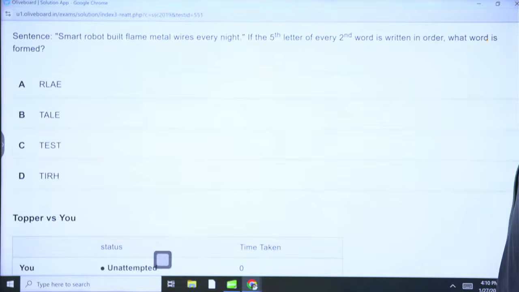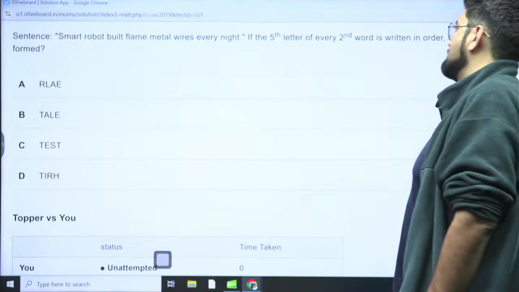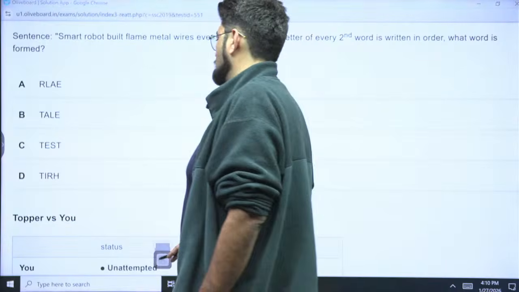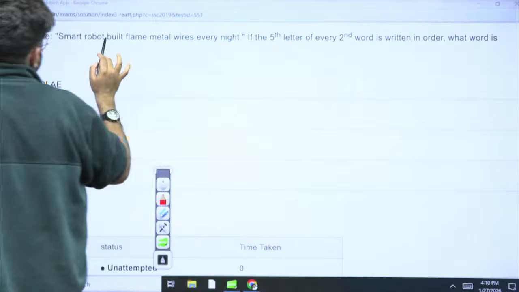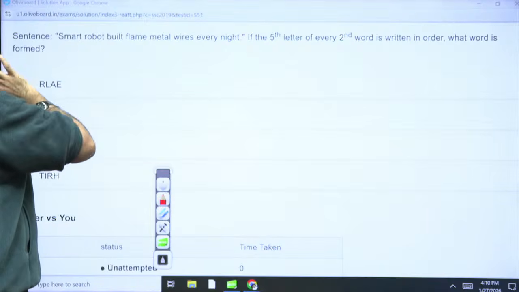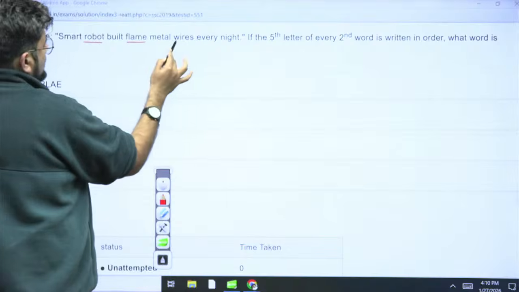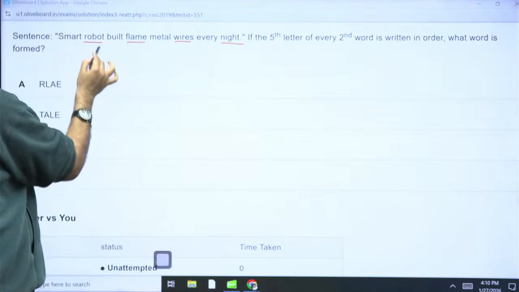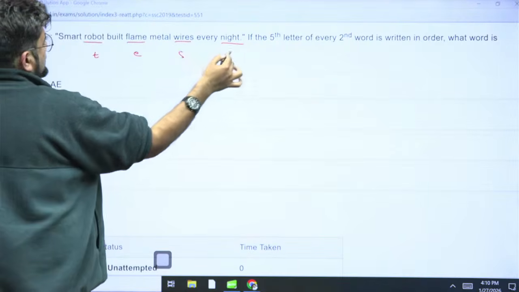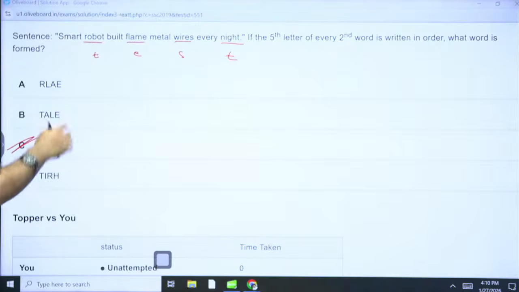Smart robot build flame metal wires every night. If the fifth letter of every second word is written in order, what word is formed? Fifth of every second. If you observe, they're all five letter words, so you don't have to count each time, just look at the last letter. So 2, 4, 6, 8. Last letter T, E, S, T. So test.